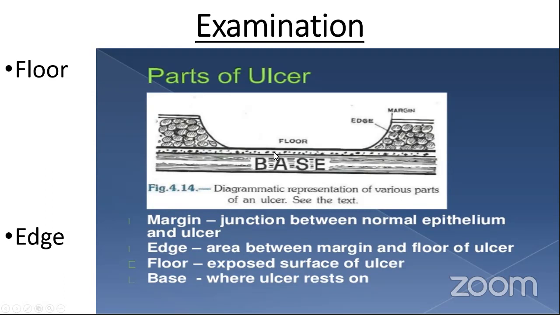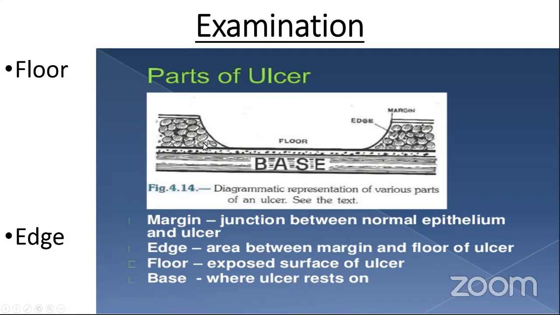So this is a basic representation of an ulcer. Floor, you must realize, is what is seen: healthy granulation or unhealthy tissue, necrotic tissue, slough. Base is whether it's tendon, muscle or bone. Margin is between normal epithelium and the ulcer. Edge is between margin and the floor. So please remember this difference, so that you will be able to examine the ulcer better.